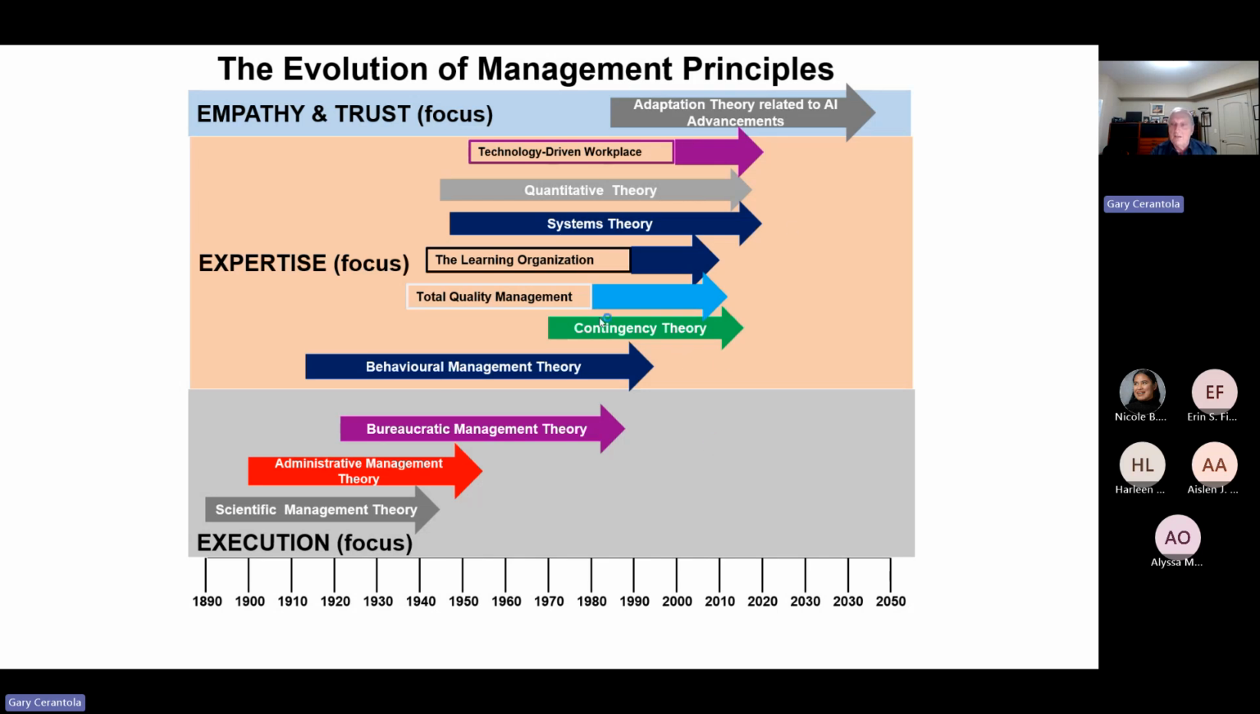So these are all the theories that are going to come through. I'm not covering them today, but you can see that as we get into the later years, quantitative theory, the technology-driven workplace, systems theory, and the learning organization are really the latter part of the additional management principles that have to be used. And it's not to say that with Frederick Taylor and scientific management, some of those principles are still not being used.